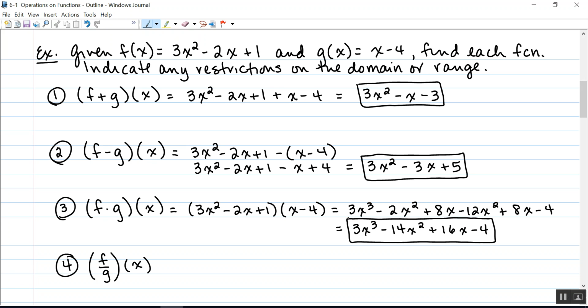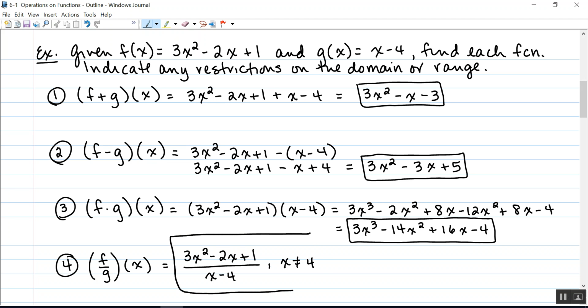And my last one, (f / g)(x), is going to be (3x² − 2x + 1) divided by (x − 4). We let the answer remain like this, but there is a restriction on the domain because x cannot equal 4. That would make the denominator equal to 0. So actually we don't do any polynomial division there, we just leave it like that.